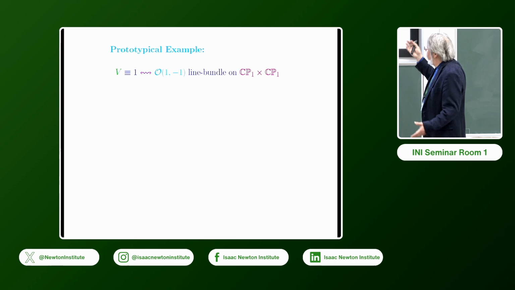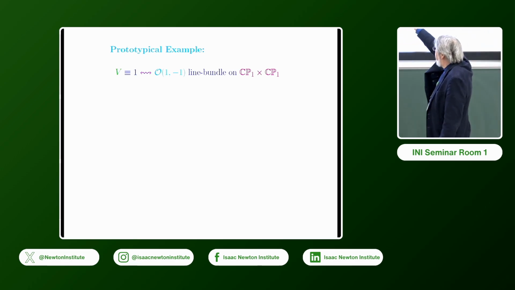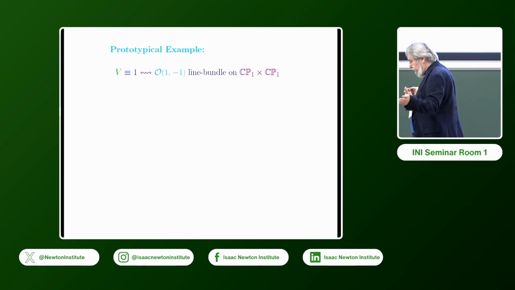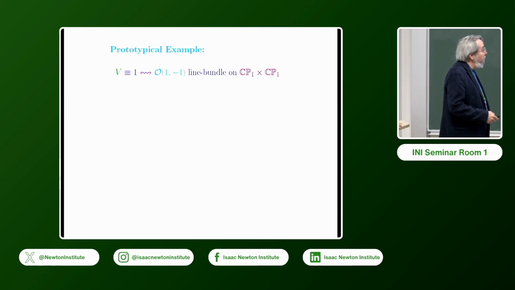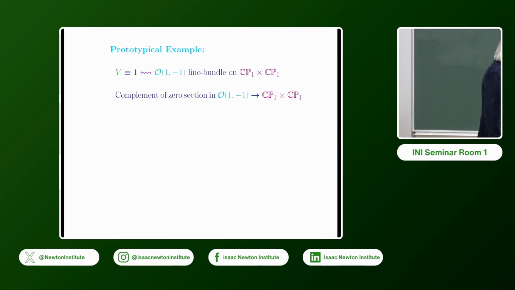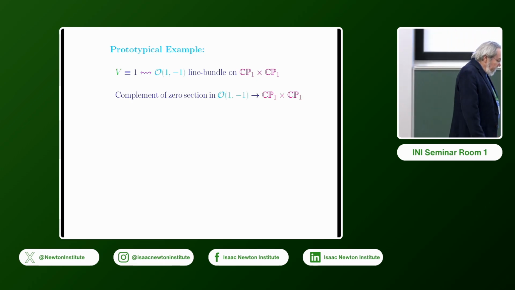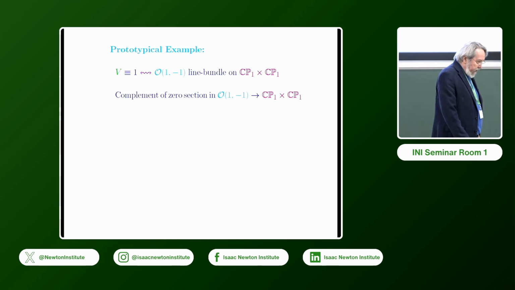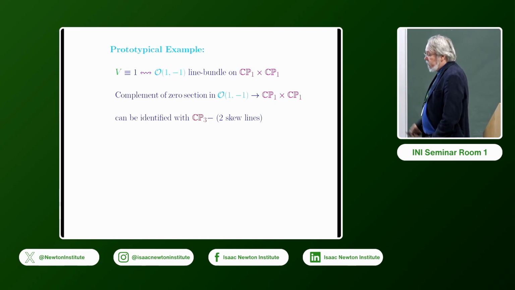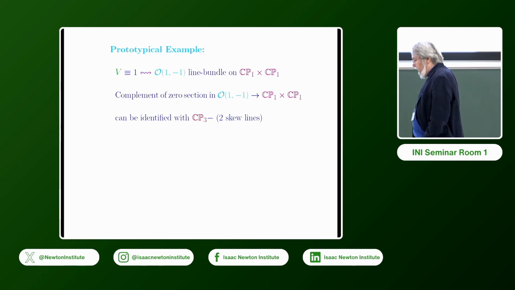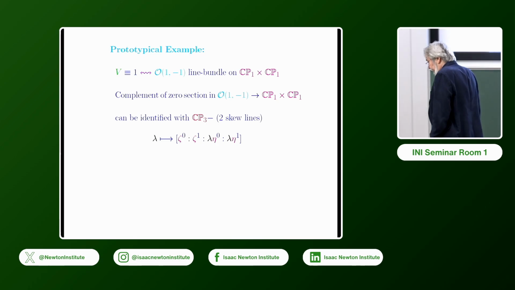Concretely, a local holomorphic section here is a function which is of homogeneity 1 in the first variables and of minus 1 in the second variables. But if you're just thinking about it on the level of line bundles, it's the Chern class 1 line bundle on one factor, tensor the Chern class minus 1 line bundle on the other factor. If you take the complement of the 0 section in this line bundle, so you're thinking of the principal holomorphic line bundle, then that can actually be identified concretely with CP3 minus a pair of skew lines.